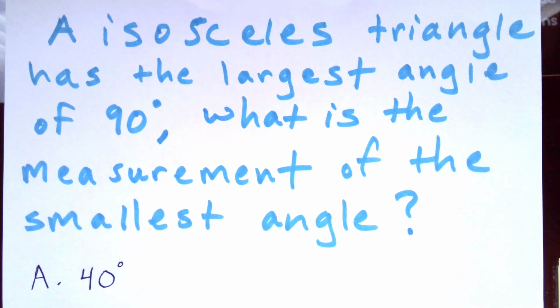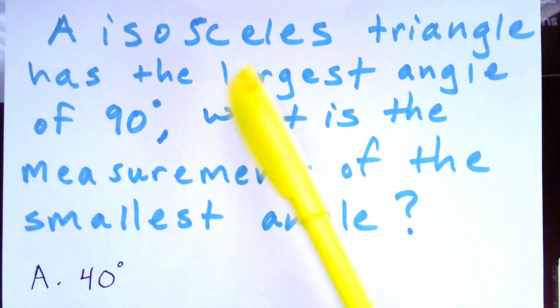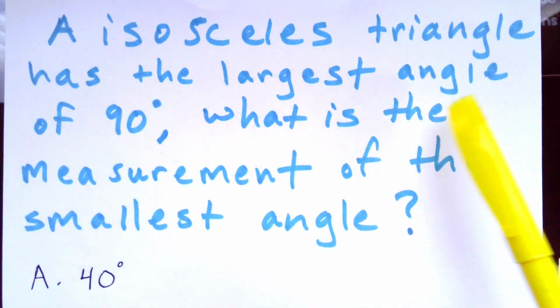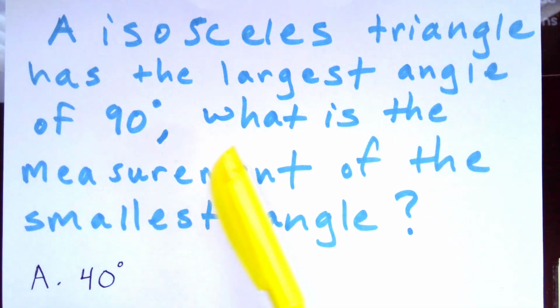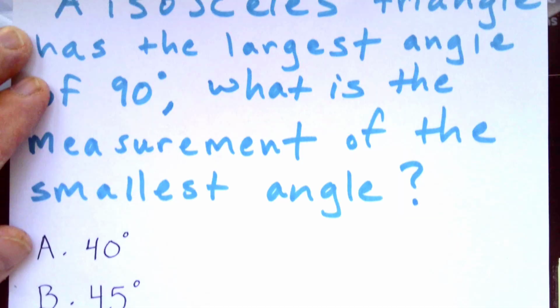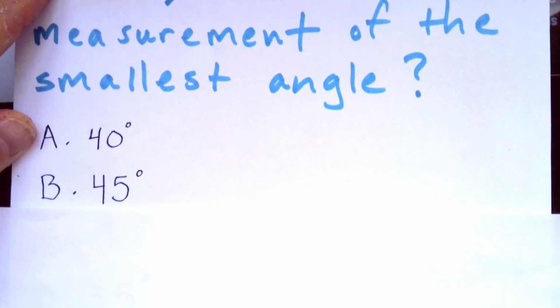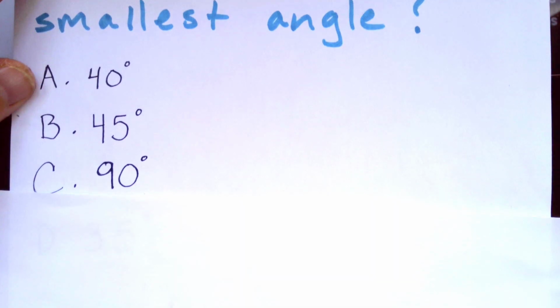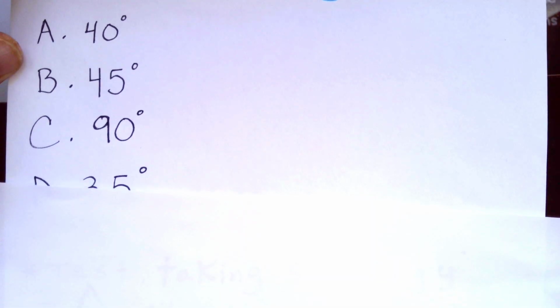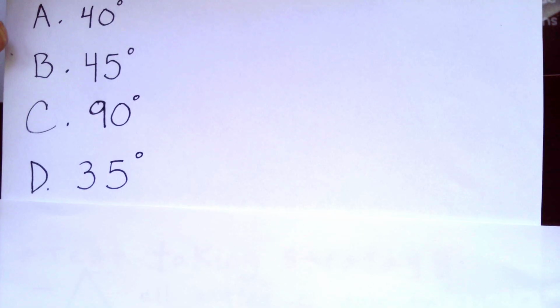Going over another GED HiSET type of standardized assessment question, and still working on some of the geometry portion of those assessments. Let's just jump right on into it. An isosceles triangle has the largest angle of 90 degrees. What is the measurement of the smallest angle? A, 40 degrees. B, 45 degrees. C, 90 degrees. Or D, 35 degrees.